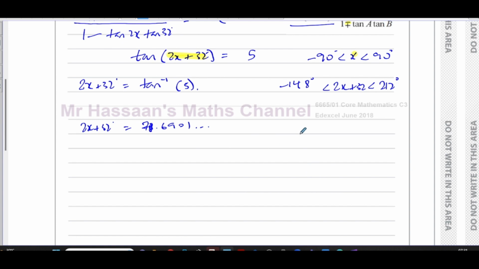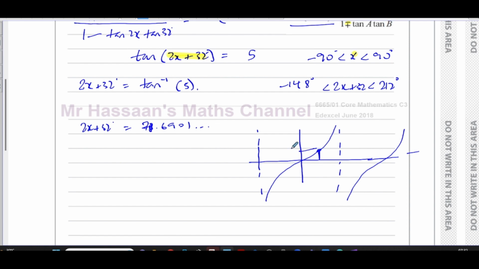Now with the tan curve, we know that it repeats every 180 degrees. If that's minus 90 and that's plus 90, this is for the normal tan curve. It goes like this. Every 180 degrees it repeats. So we've just found an angle somewhere over here, where tan theta equals 5. We found this is 78.6901, so that's 78.7 for now.